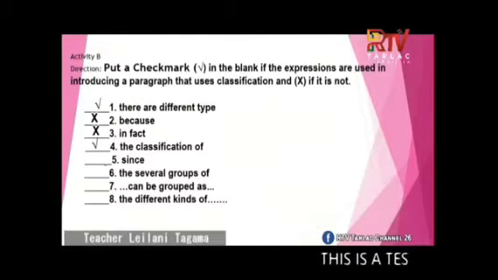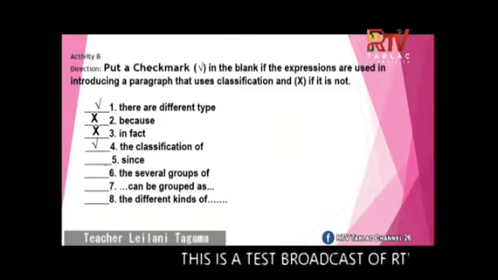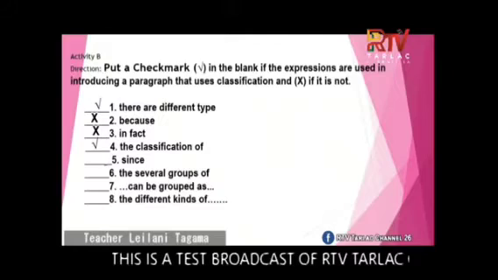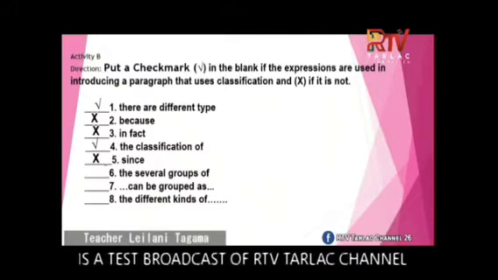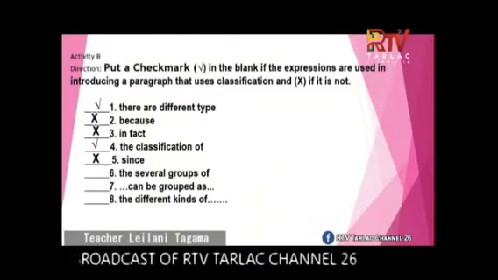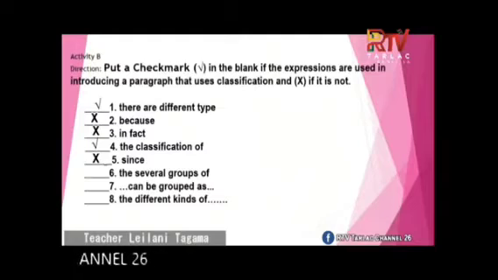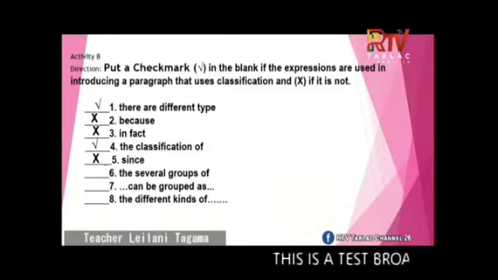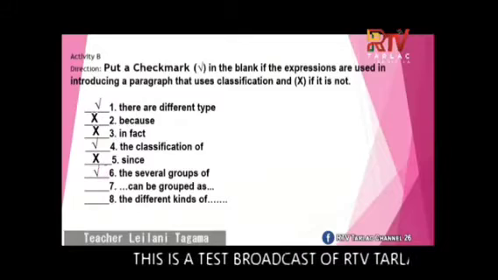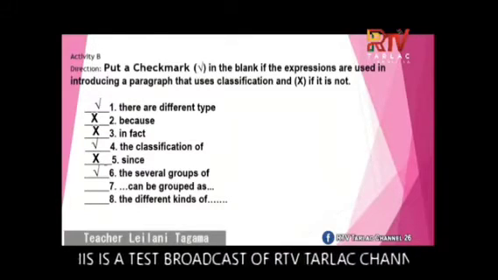Very good. Let's proceed to number 5. What is your answer? Yes, you are right. It is an X. How about number 6? The word is the several groups of. What is your answer, class? All right, the answer is check. Very good.